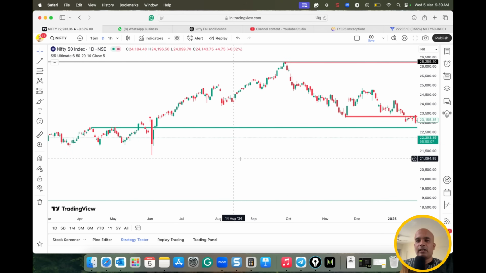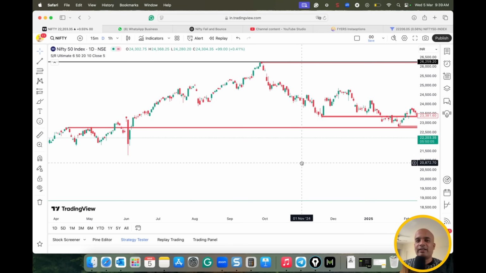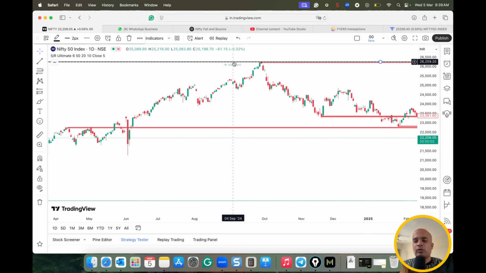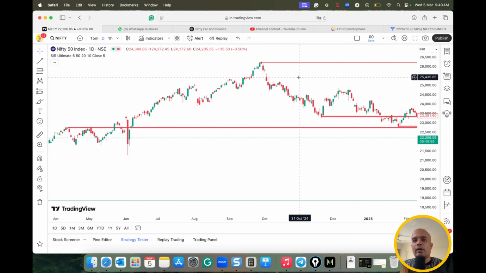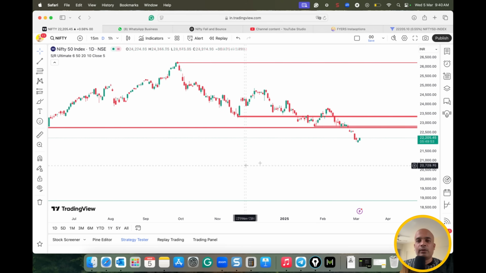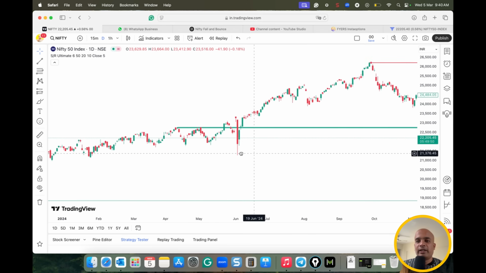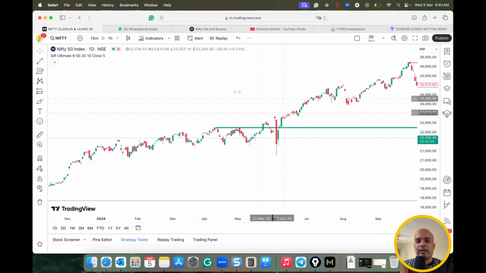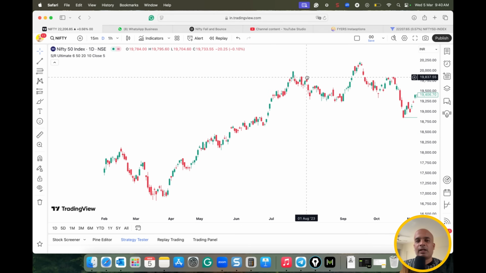See, friends, this is how it works. This is really quite an interesting indicator. I will remove this line as well. Okay, see, this is a resistance line right now. So we don't want to get into the recent data; we will check the past data.